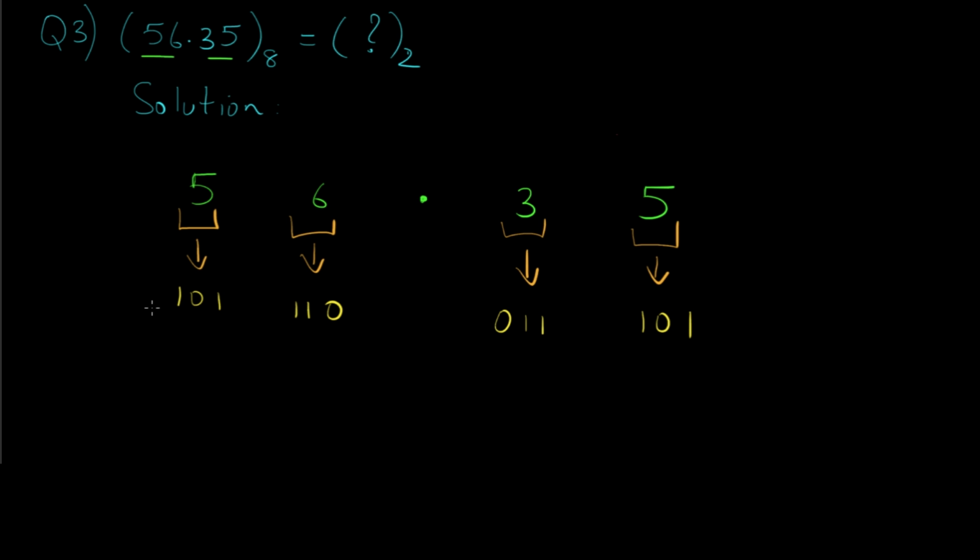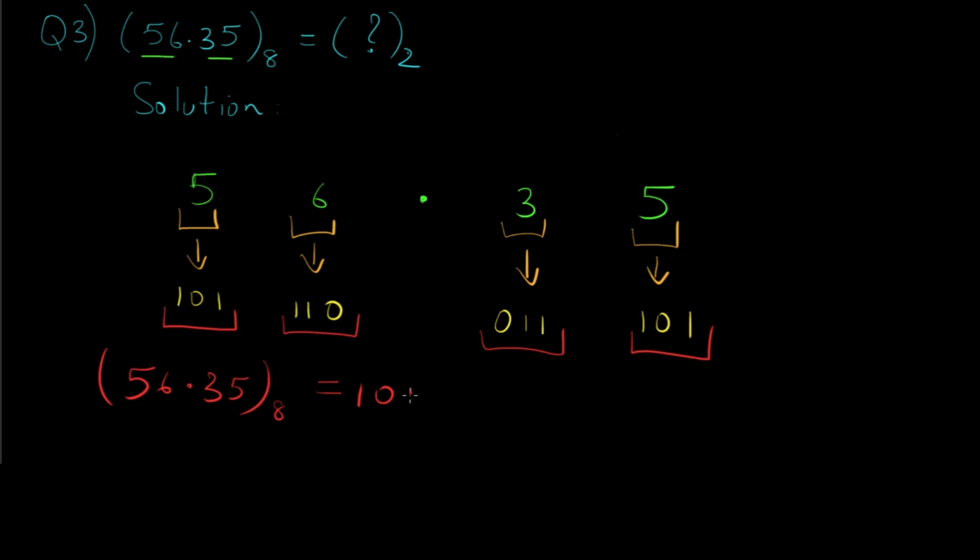So now that we've calculated the individual digit equivalents in binary, we just need to club them to get the final answer. That is 56.35 in octal is equal to 101, 110, 011 and 101 in binary.